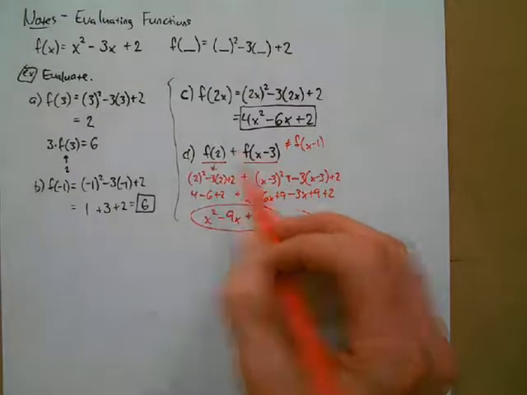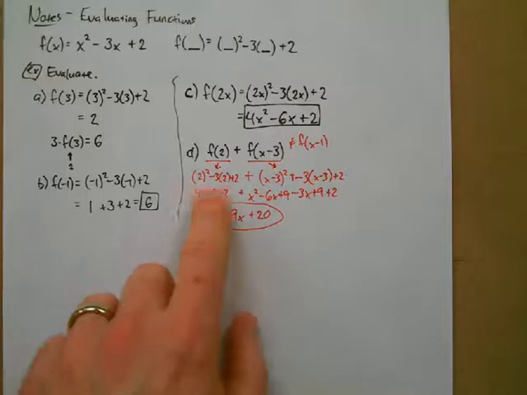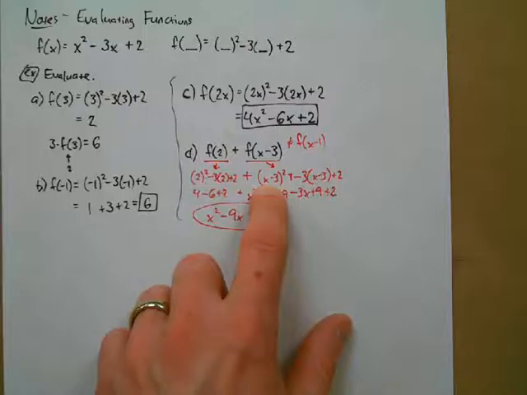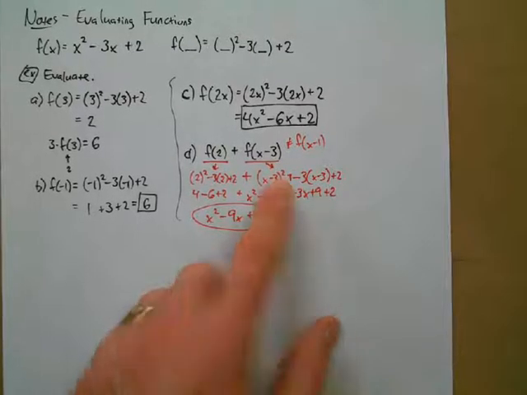In the evaluation process, I think most people were okay with evaluating the f of 2 piece, but evaluating that f of x minus 3, and this is written this way on purpose, that x minus 3, when it's being squared, you have to go back to the basic definition of what it means to square something. What does it mean when you square something? You're doing what?